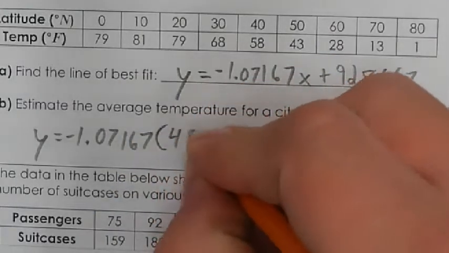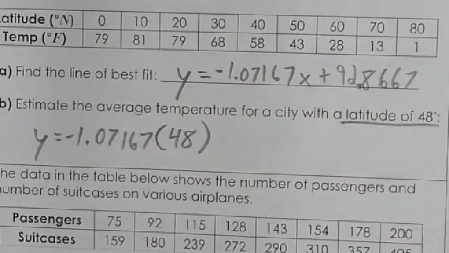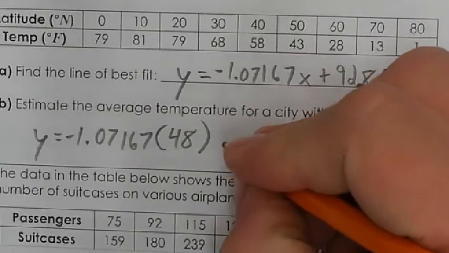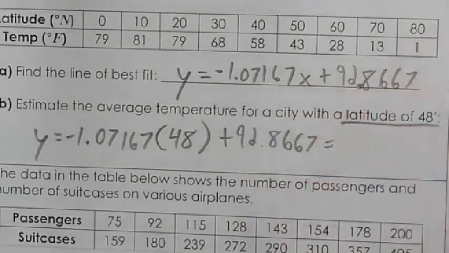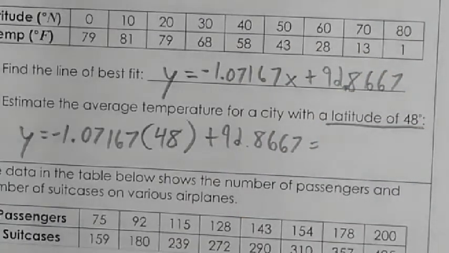And I've just emailed. Wait, here we go. Okay, yeah, that's what I thought. Plus 92.8667. So then you just type that in.